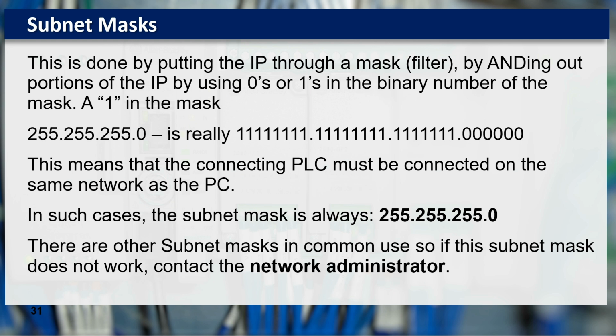This is done by putting the IP through a mask or filter and blocking out portions of the IP by using zeros or ones in the binary number of the mask. A 1 in the mask means it will pass through. So 255.255.255.0 is really 8 ones, 8 ones, 8 ones, and 8 zeros. This means that the connecting PLC must be connected to the same network as the PC. In such cases, the subnet mask is always 255.255.255.0. There are other subnet masks in common use, so if this subnet mask doesn't work, contact the network administrator.